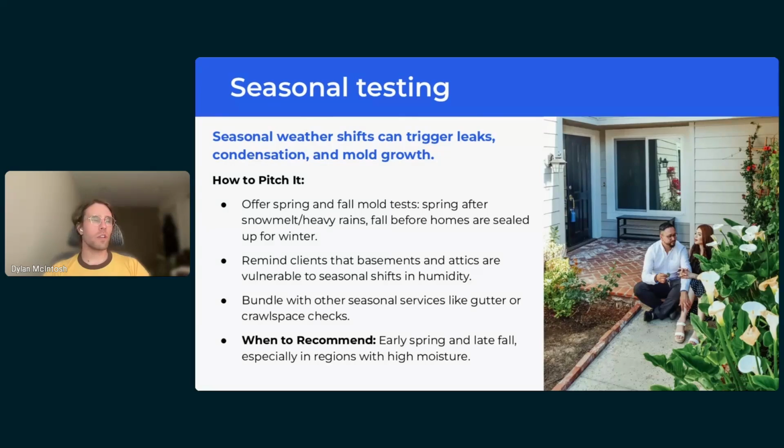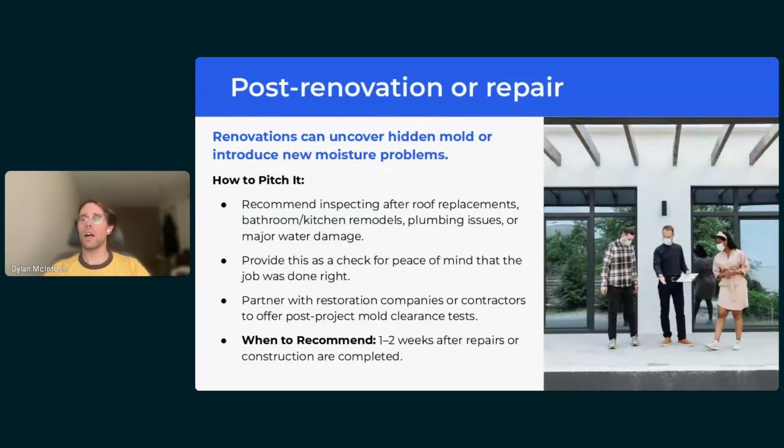I've got some questions here that I'll answer. I have a question asking how long after remediation work has been done we should go back and test. Generally speaking, if it's a remediation project, I like to come in before containment's been torn down. And that's whenever the remediation contractor says they're ready to be tested.